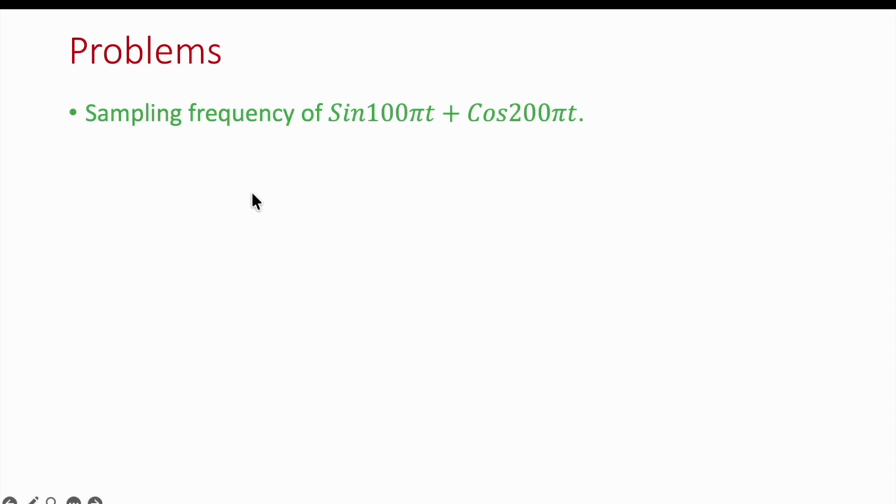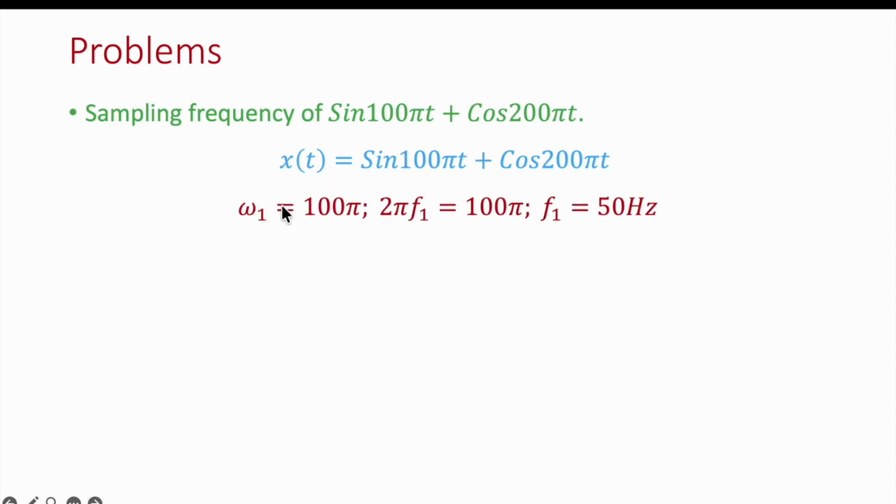We know the criterion for the sampling frequency: it should be at least equal to 2 times f_m. We don't know f_m, so we have to calculate f_m first. The signal is given. In this signal we know W1, which is 100 pi t, and the general formula for W is 2 pi f. So we can write 2 pi f1 equals 100 pi, where we can calculate f1. The pi cancels with the pi on the other side, and 50 times 2 is 100. So f1 is 50 hertz.